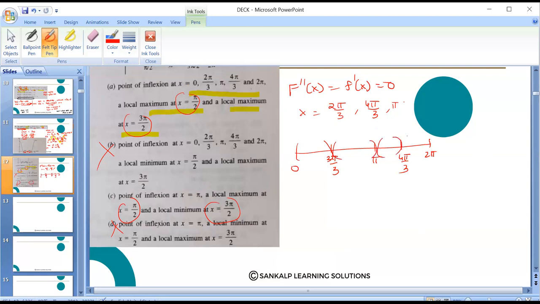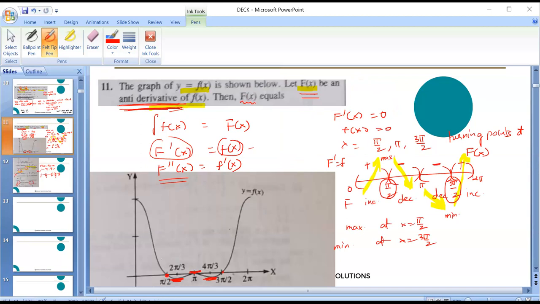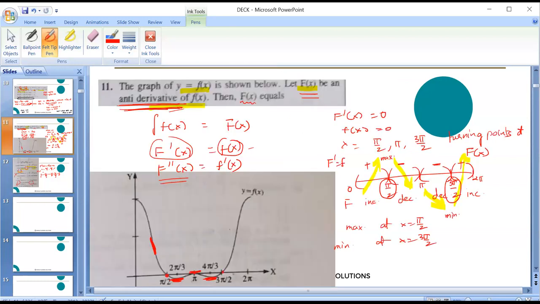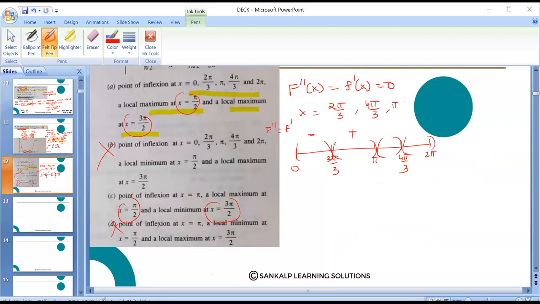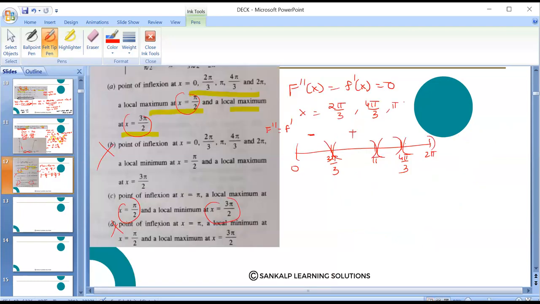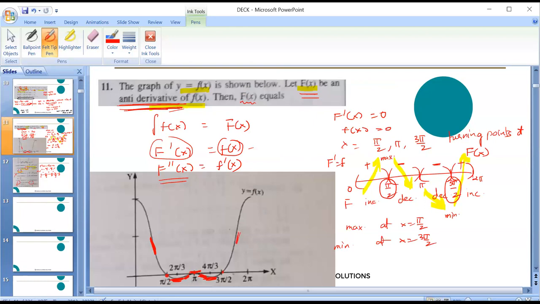And then we will talk about f double dash, that is f dash, that is slope. 0 to 2 pi by 3. If you see the slope, it is negative. Then 2 pi by 3 to pi. If you see the slope, positive. Then pi to 4 pi by 3. The slope, draw a tangent, negative. 4 pi by 3 to 2 pi. Draw tangent. The slope is positive.